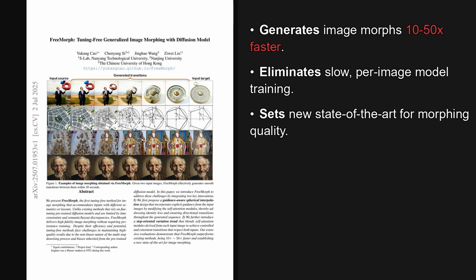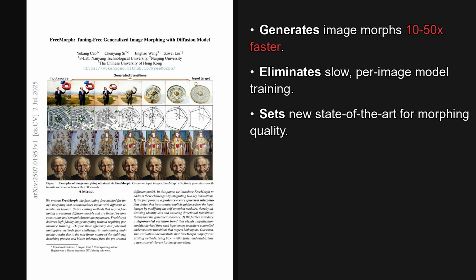I'm Alex, and today we're looking at a paper from the Hugging Face trending list, published on July 2nd, 2025, so just yesterday. It introduces an image morphing method that's an incredible 10 to 50 times faster than older techniques. The paper is titled FreeMorph, Tuning Free Generalized Image Morphing with Diffusion Model. And as we'll see, the results are genuinely impressive.